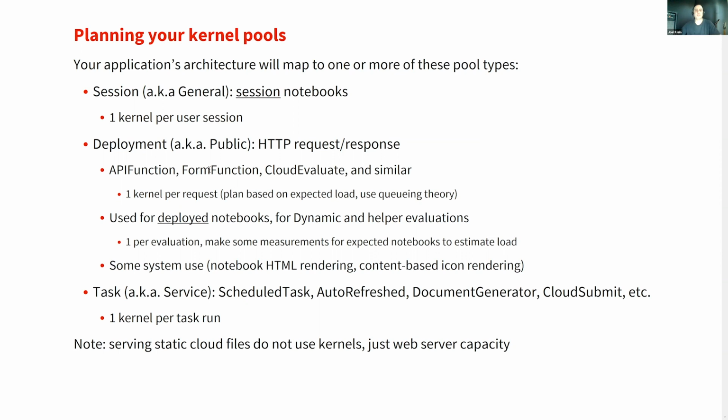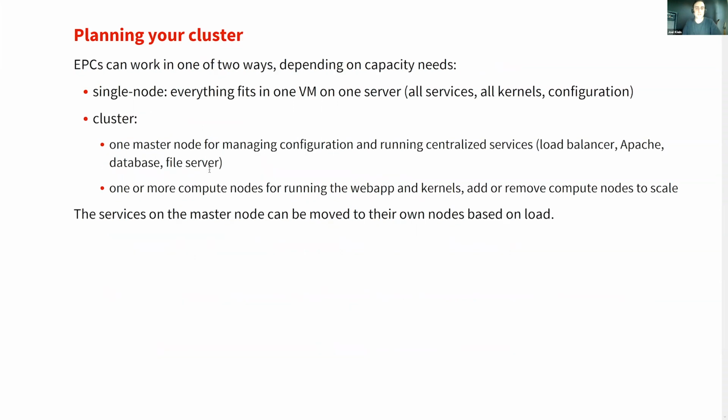Then finally there's the task pool for services. These are used for scheduled tasks, and basically things that are not the first 2 categories. They're things that are running in the background. This is usually easier to estimate because they are done on a schedule. So once an hour I'm doing this processing, or I've got 3 of them that are going to run to split load between these different data sources, something like that. If you've got just static cloud files that don't use kernels, they don't use kernels. So that doesn't affect anything.